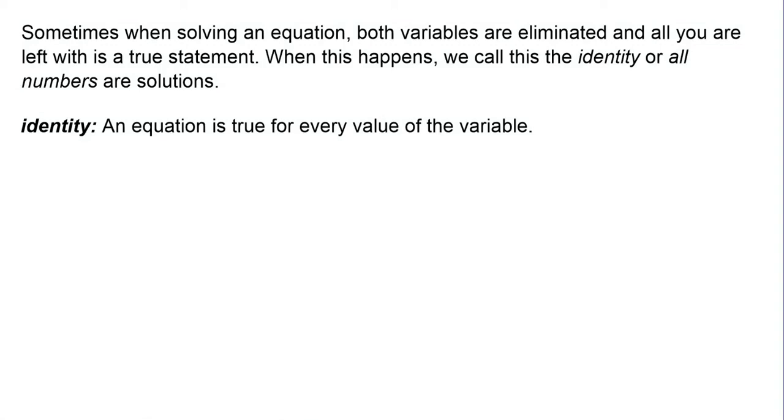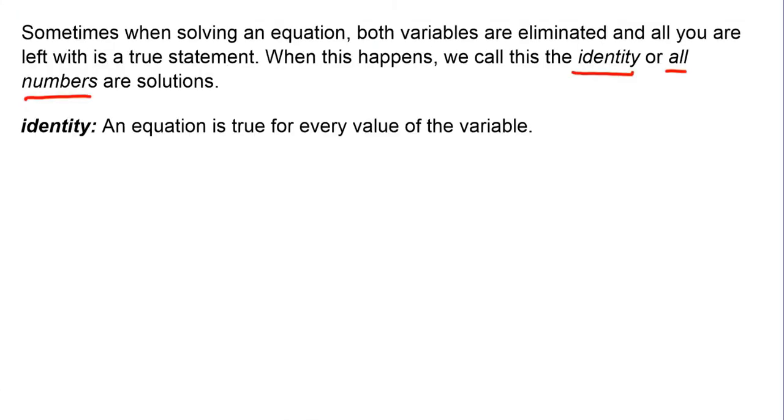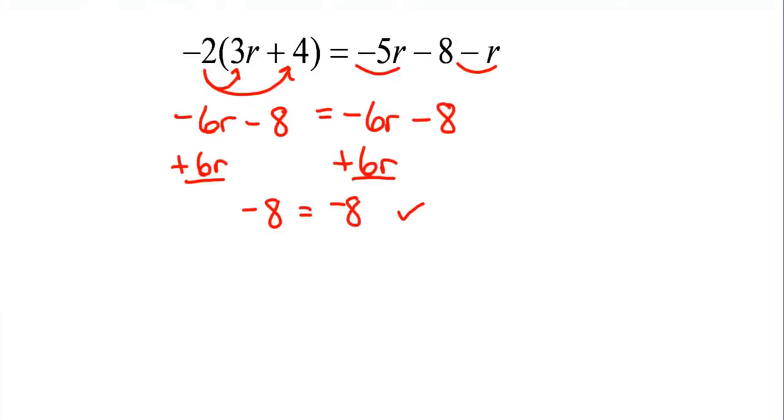Sometimes when solving an equation, both of the variables are eliminated and all you're left with is a true statement. When this happens, we call this the identity, or all numbers are solutions. Okay, so the identity is an equation that is true for every value of the variable. Every number we pick will be a solution to this equation. No matter what you put in for r, it will be true. So this is what we call all numbers, or the identity.